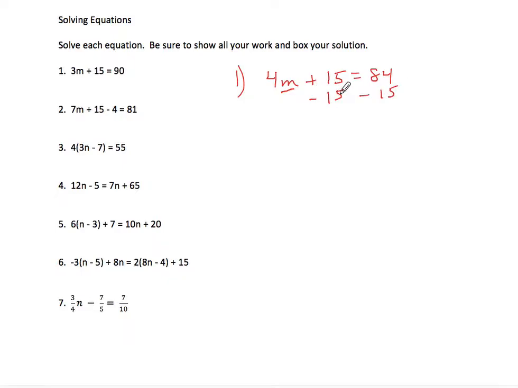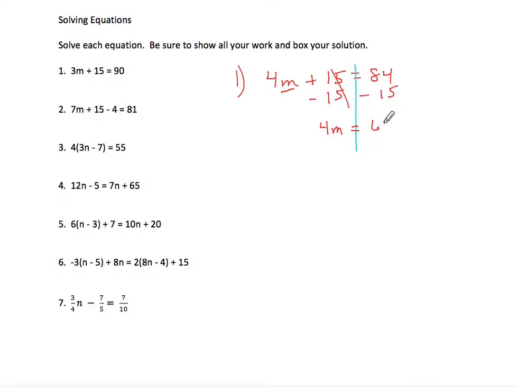All right, now 15 minus 15 is 0, so I'm left with, on this left side, remember, because you can look at this equation as having 2 sides, each side separated by the equal sign. So on this left side, I'm left with just 4m. All right, and now I have to do 84 minus 15, which is 69.